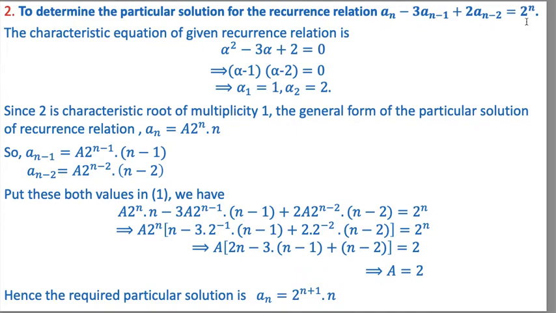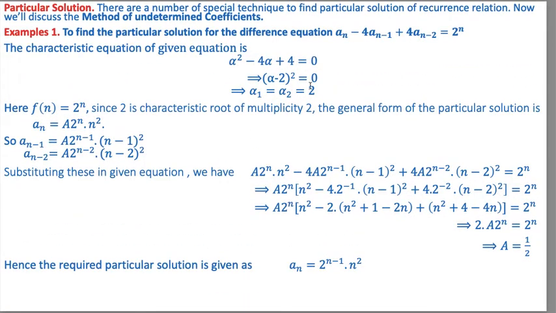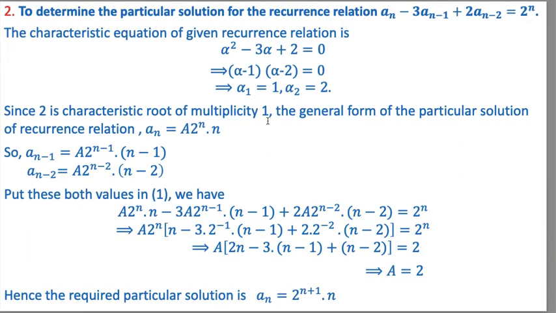Here we have 2 raised to power n. So 1 is not equal to 2, but 2 is equal to 2. So we will consider this root, and this root is of multiplicity 1. Therefore, our trial solution will be an equal to a 2n into n. Earlier, the multiplicity of root was 2. In that case, we had taken n square here. Now the multiplicity is 1, so I have taken n here. If we replace n by n minus 1, an minus 1 is a into 2 raised to power n minus 1 into n minus 1. If we replace n by n minus 2, an minus 2 is a 2 raised to power n minus 2 into n minus 2.